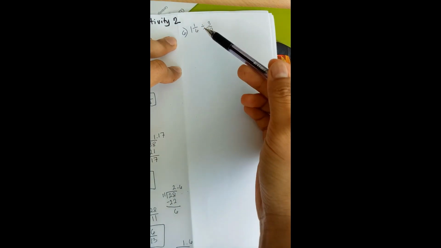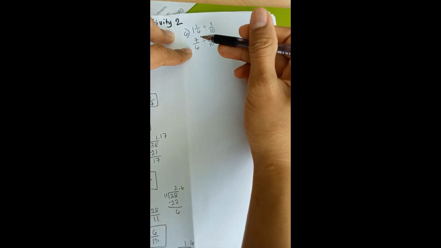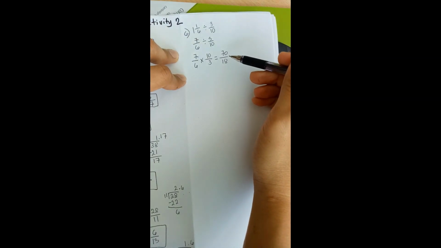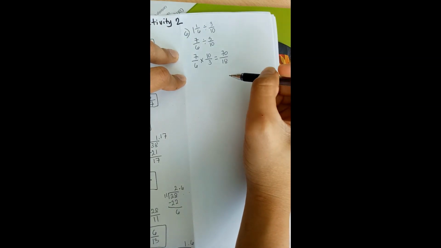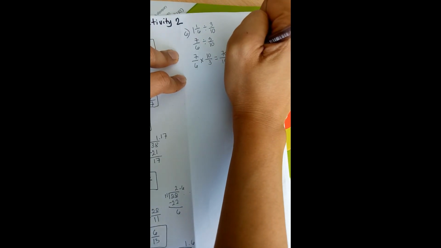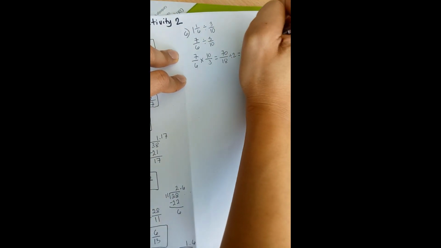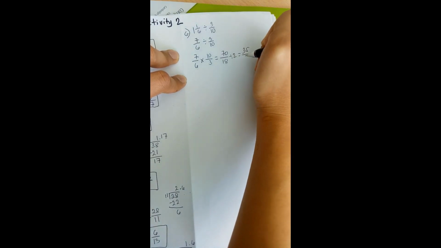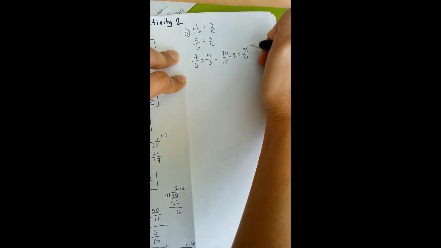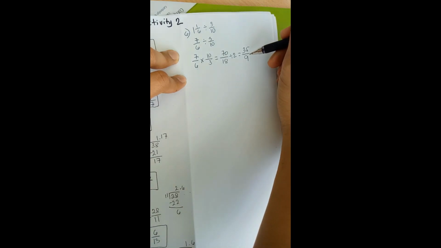Problem number 6, we have 1 and 1/6 divided by 3 over 10. Convert the mixed fraction to an improper fraction. Flip the fraction and change divide to times. Multiply numerators, denominators. You get the answer of 70 over 18. It can still be simplified by 2. So 70 divided by 2 equals 35. 18 divided by 2 equals 9. And since this is an improper fraction, 35 over 9, we convert it to a mixed fraction.